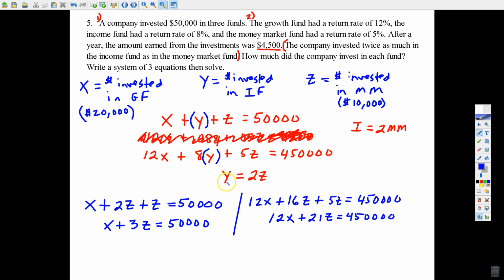And now it's pretty easy using this original bottom equation, Y is equal to 2Z. Now that I know what Z is, I'm going to replace Z with 10,000, and you see that Y would be 20,000. So that ends up being our final answer. We invested 20,000 in the growth fund, 20,000 in the income fund, and 10,000 in the money market fund.